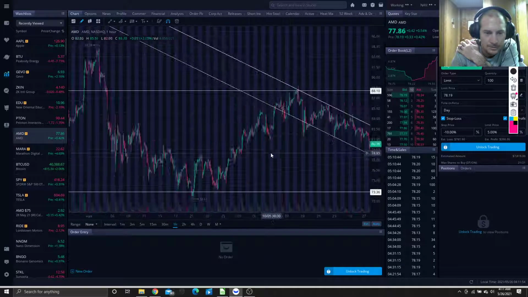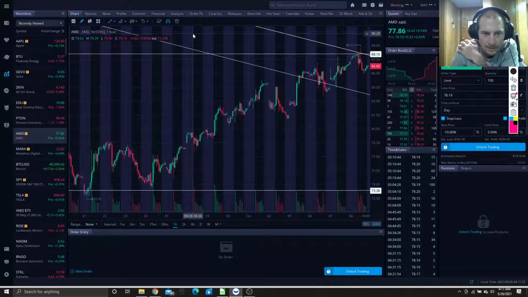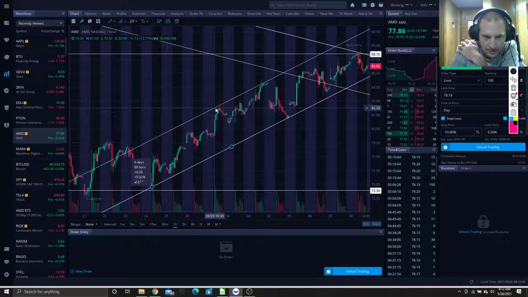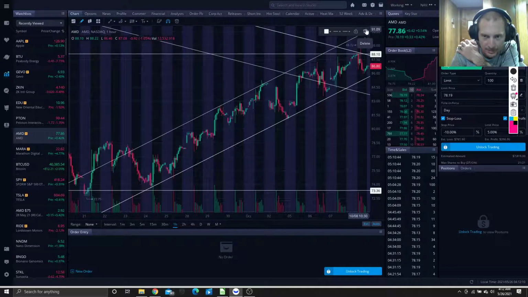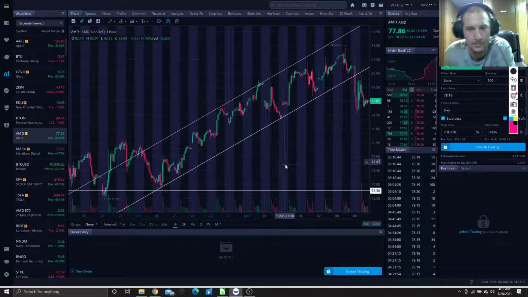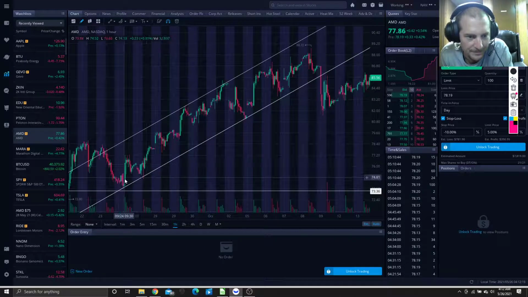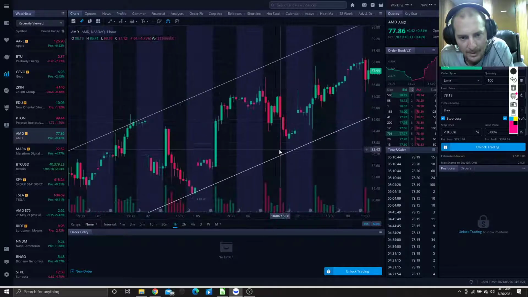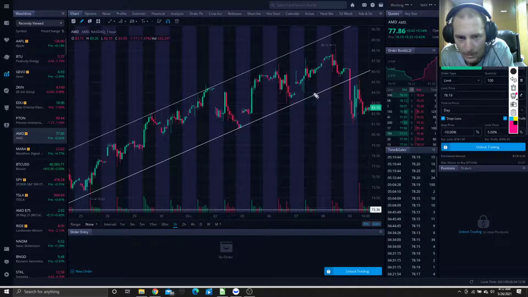Let's go back to, here we go. This probably is a valid up channel. Connect our lows, connect our highs. Let's delete that one so to keep this pretty clear. So this is a pretty valid channel. Got 1 touch here, 2 touches there, 3 touches there. Price hangs out here for a while, and then it starts to move higher.